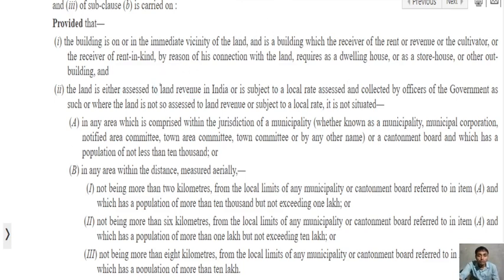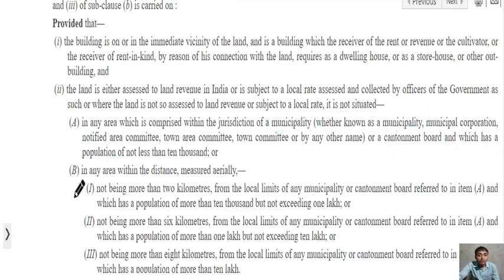If these two conditions are not applicable, that is, the land is not assessed to land revenue in India or to a local rate, then we are talking about a land which is not situated in any area which is within the jurisdiction of a municipality or a cantonment board and which has population not less than 10,000.